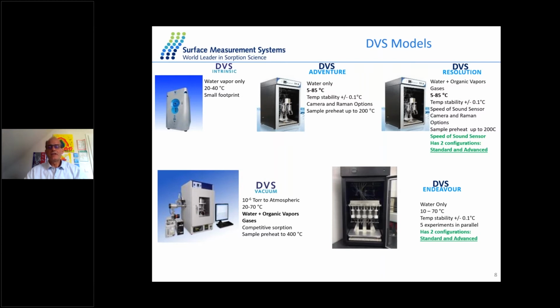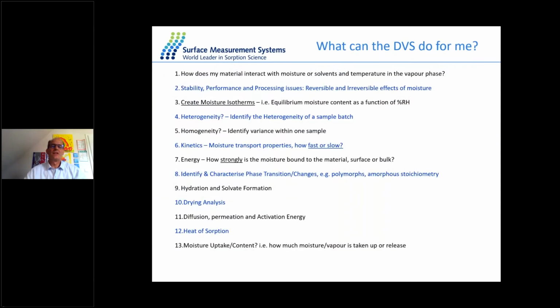The DVS Endeavour, that's our last system, it came last week, and it allows you to measure 5 samples at the same time under exactly the same conditions, water or organic sorption or both. So mixtures are also possible with some of our systems.